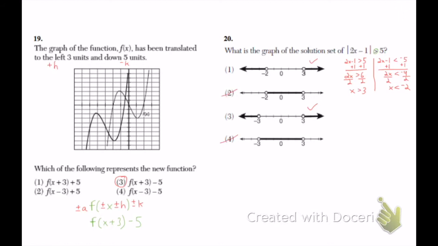Now our other point is negative 2. Since it's negative 2, right away we can cross off 3. But let's see if it's correct. It's saying all x values less than negative 2. Well, this is correct. So our choice would be choice number 1.